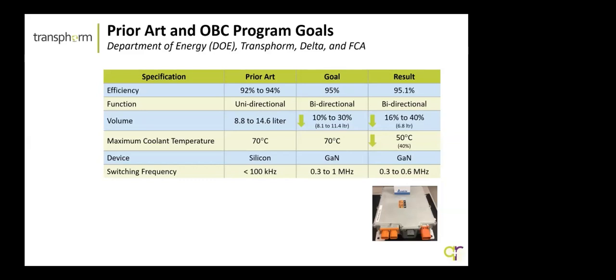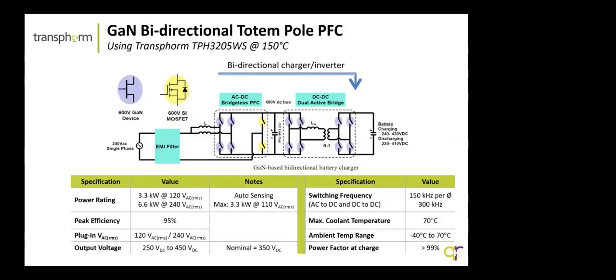It offers the ability to reduce the size from 16 to 40%, depending on how you look at it, and also operating at a higher frequency and a lower maximum coolant temperature. So when we actually look at the design and use our Gen 2 50 milliohm device, our 3205 in a TO247, this is basically a 3.3 kilowatt at low line or a 6.6 kilowatt at high line.